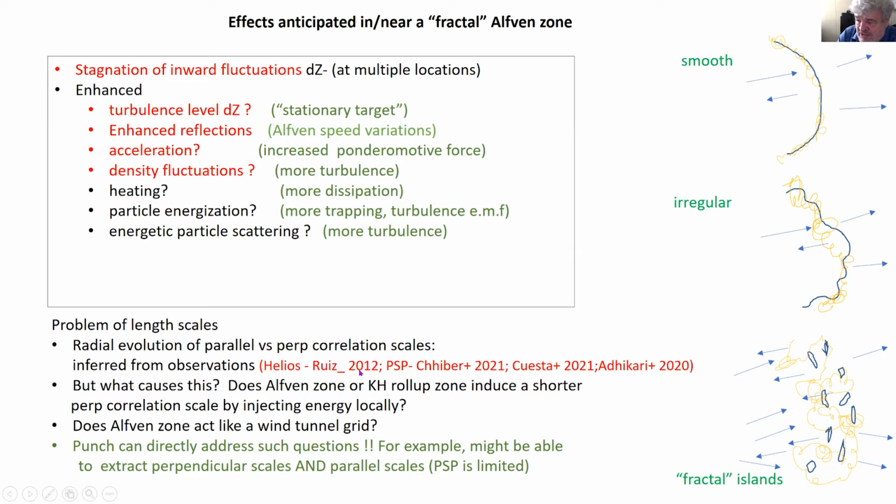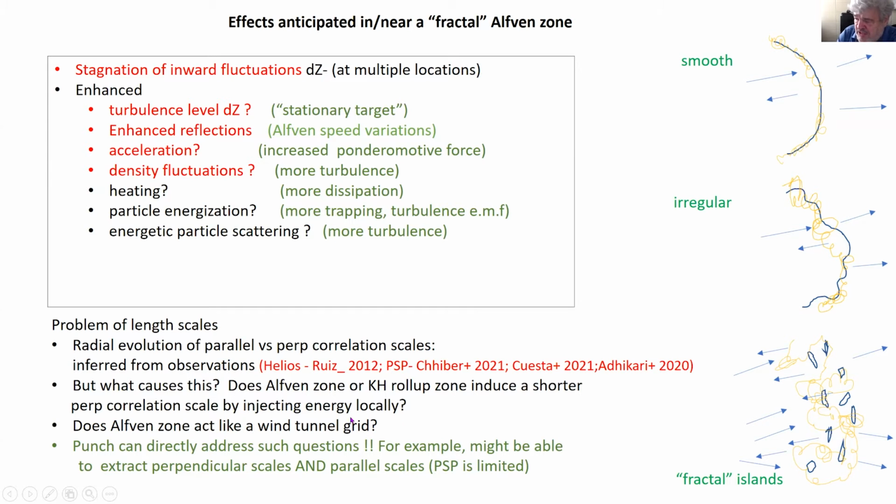We've known for a while, since the Ruiz paper in 2012, with some more recent papers confirming, that when you measure correlation lengths parallel to the mean magnetic field moving towards the inner heliosphere, there's a different radial variation of the parallel correlation lengths as opposed to the perp correlation scales. They become almost equal at 1 AU, but close to the sun, not.